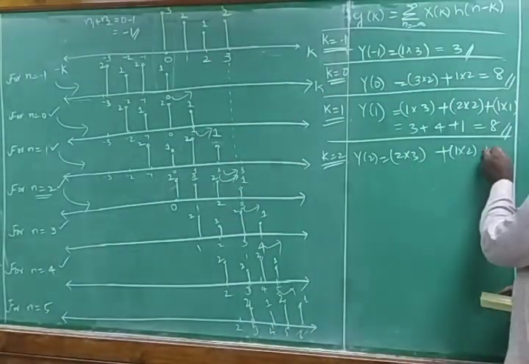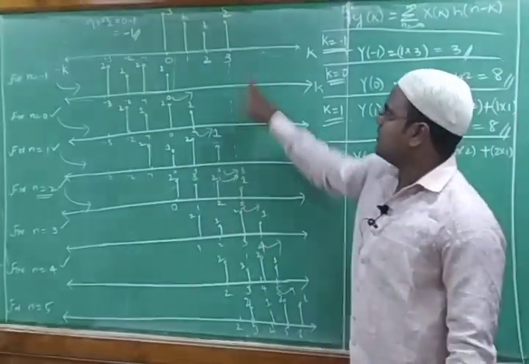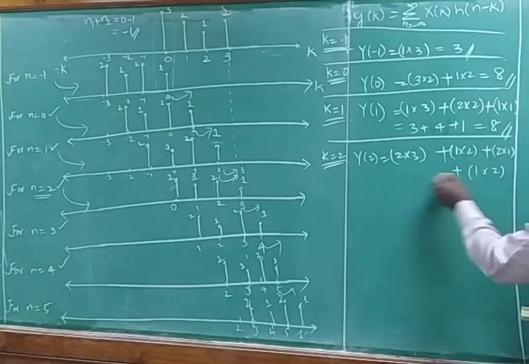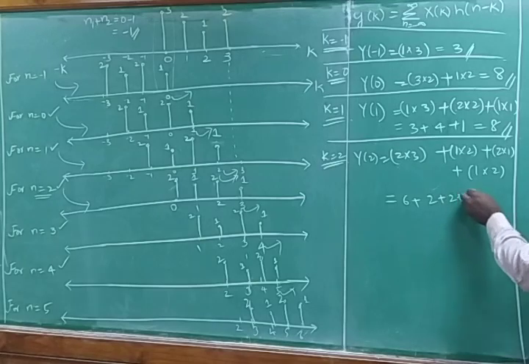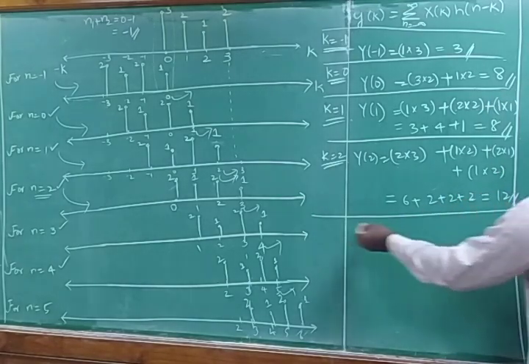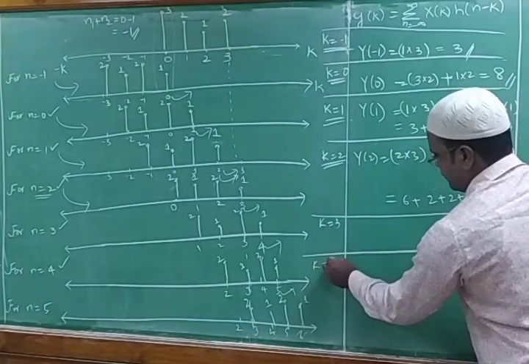So what will I write? 2 into 1 plus n is equal to 3, it is 1, here it is 2. So I will write 1 into 2. So I get 2 3s are 6 plus 2 1s are 2 plus 2 1s are 2 plus 2 1s are 2. So I get 12. That is my k is equal to 2. Now k is equal to 3. Likewise we will find k is equal to 4.